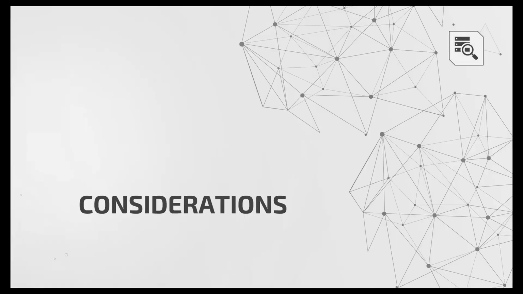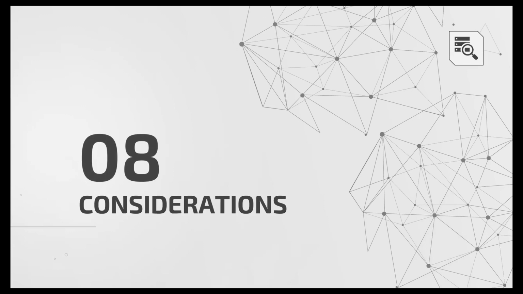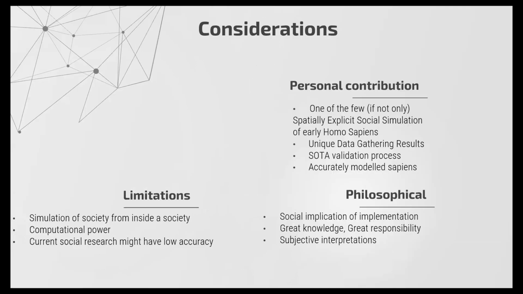Now we approach the end of the presentation, and I would also like to explain what we obtained from this project. First of all, some of the contributions are obviously a pretty unique data set with many data sets merged together. We also have very accurate models integrating psychological, anthropological factors. We have state-of-the-art validation for the experiments, and this might actually be one of the only spatially explicit social simulations, at least for early Homo sapiens.